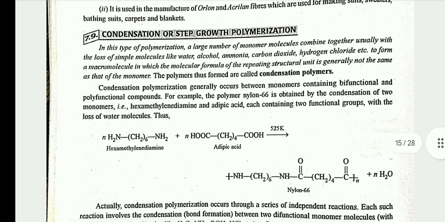Condensation or step growth polymerization. In this type of polymerization, a large number of monomer molecules combine together, usually with the loss of simple molecules like water, alcohol, ammonia, carbon dioxide, or hydrogen chloride, to form a macromolecule in which the molecular formula of the repeating structural unit is generally not the same as that of the monomer. The polymers thus formed are called condensation polymers. Condensation polymers generally occur between monomers containing bifunctional and polyfunctional compounds. For example, the polymer nylon 66 is obtained by the condensation of two monomers.